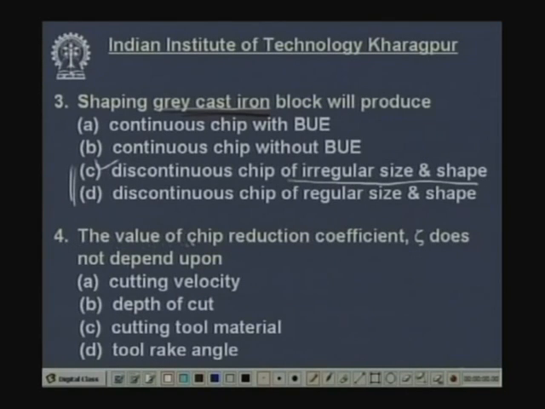Number 4, the value of chip reduction coefficient zeta does not depend upon cutting velocity, depth of cut, cutting tool material, tool rake angle. Cutting tool material, sure, because if the cutting tool material is chemically weak, then there will be a lot of metallurgical bonding with the chip, and there will be built up edge formation, and zeta will increase. Tool rake angle is the most important parameter that affects zeta very much. So, only depth of cut does not affect. So, this is the answer. All these answers are given in the next page.